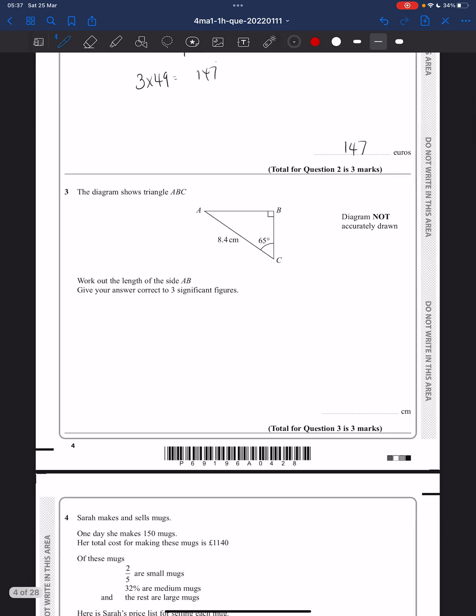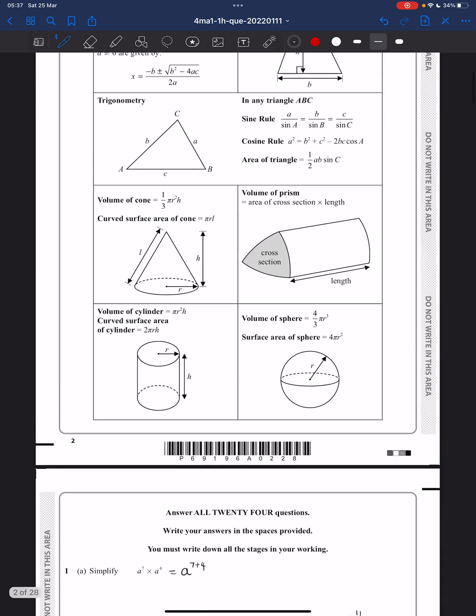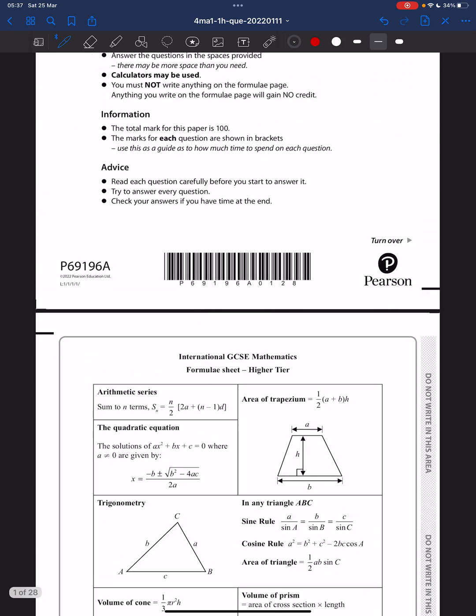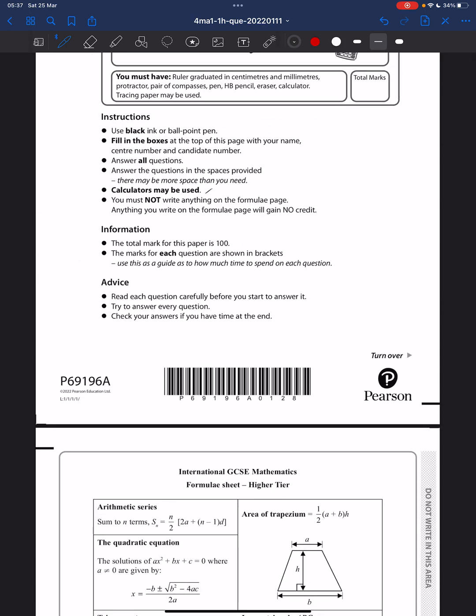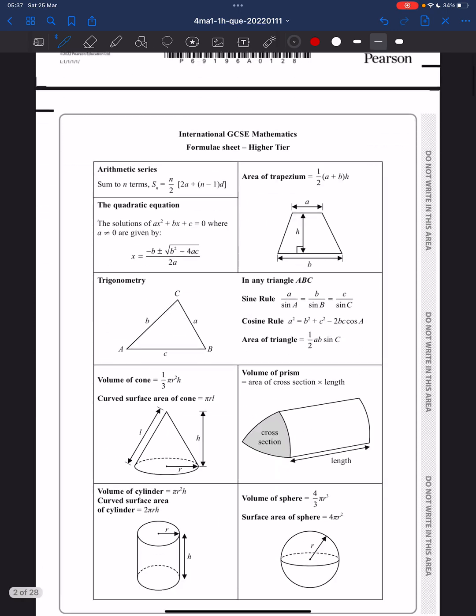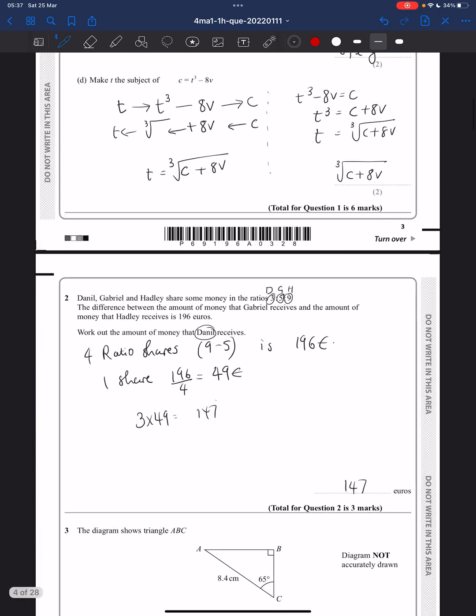Okay. We'll have a calculator for this one. Calculators may be used. Have I got one? I haven't got one in front of me. I'm just going to go get my calculator because this next question I'm going to need it.